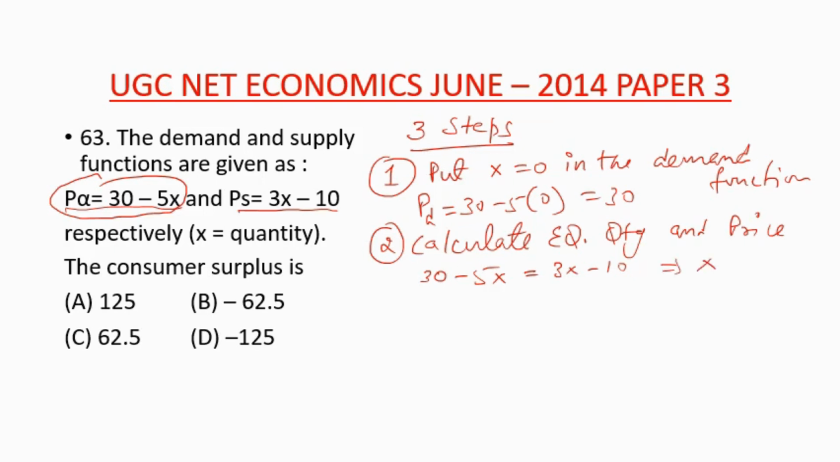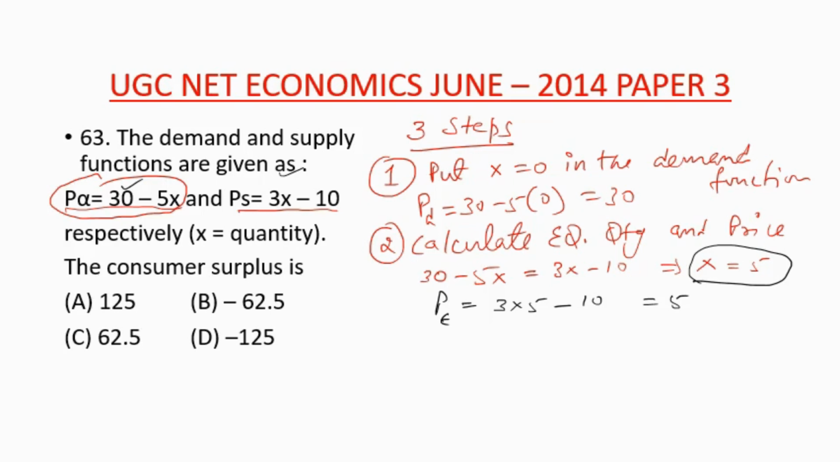We will get x is equal to 5. Now by putting x is equal to 5 in either of these functions, either demand curve or supply curve, so let's put it in the supply curve. We get P, this is equilibrium price so I write subscript E, equals 3 multiplied by 5 minus 10, which gives us again 5. So both equilibrium quantity and equilibrium price are the same. In fact, by chance they have appeared the same.